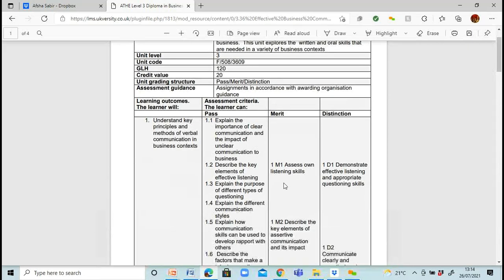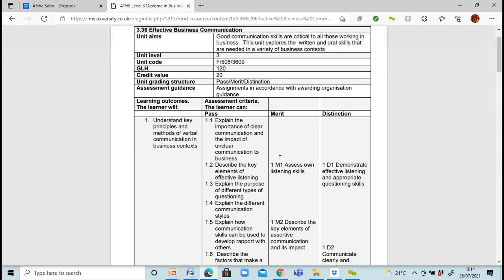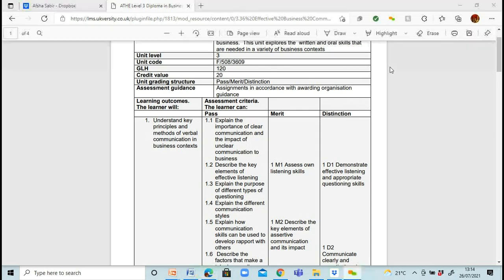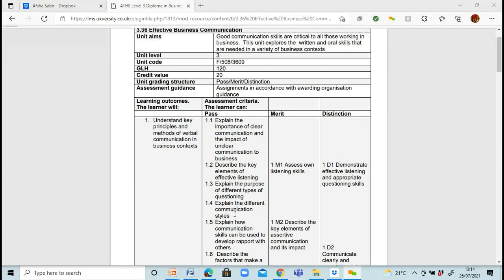So we've got a few points we're going to be going over. 1.1 is explain the importance of clear communication and impact of unclear communication to business. 1.2, describe the key elements of effective listening. 1.3, explain the purpose of different types of questioning. 1.4, explain the different communication styles.